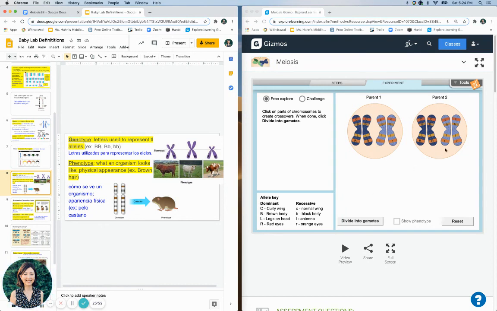So with these fruit flies, if you have a curly wing allele and a normal wing allele, because this one is a big C, this one's dominant, then your phenotype is going to be curly. So anytime you have one of each, or anytime you have a dominant allele, that's what's going to show up. The only way you can have a recessive phenotype is if you have two recessive alleles. So if you have little c, then you would have normal wings. If you have little l, then you would have antenna.